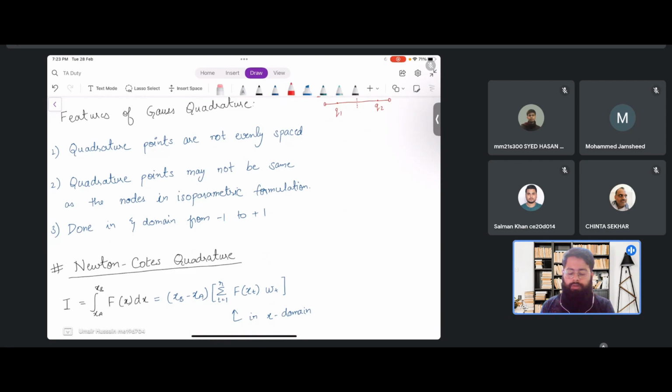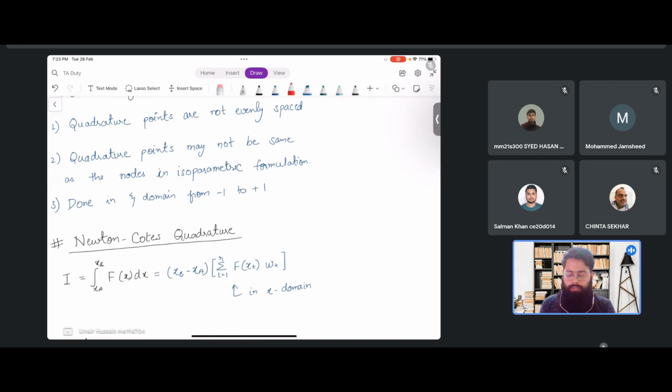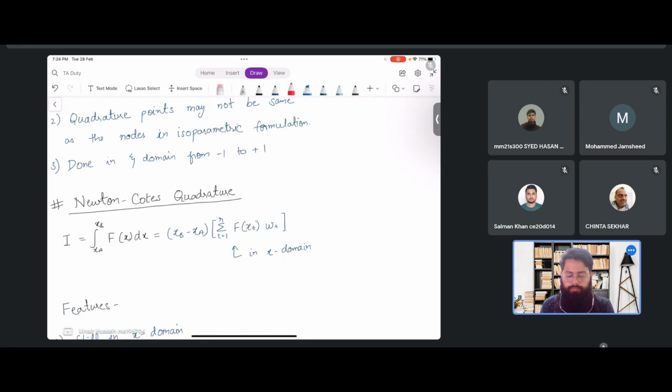This is yet another type of numerical integration scheme that is popular in FEM, but not as popular as the Gauss quadrature. It is by far the most used one. So in Newton-Cotes quadrature, we don't need to change the integration limits. We can work between any given limit, and so the formula is given here: xb minus xa multiplied by the value of function at the quadrature point multiplied by the weight. This part is same as we had in Gauss quadrature. We have this additional term here.